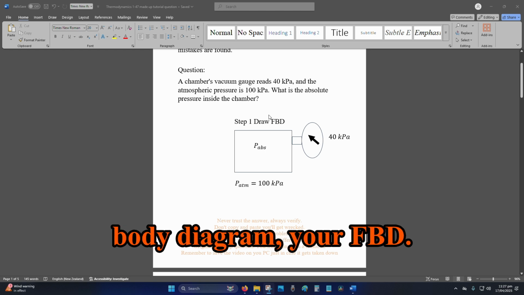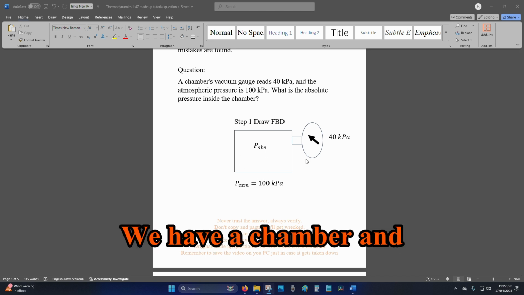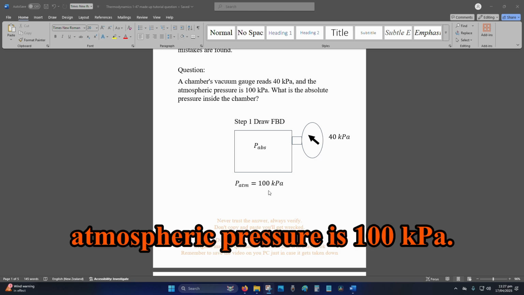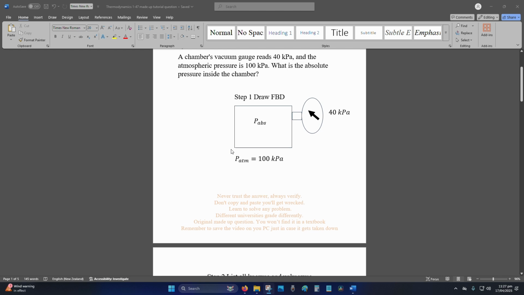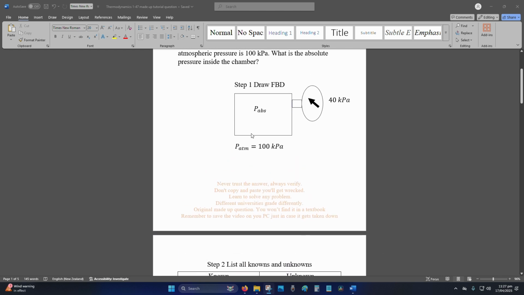Step 1. Draw your free body diagram, your FBD. This will help you visualize the problem. We have a chamber, we have a vacuum gauge, and the outside atmospheric pressure is 100 kPa. So that's step 1, draw your free body diagram, your FBD.